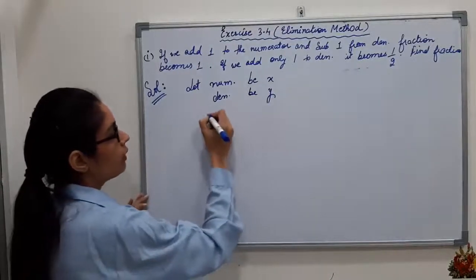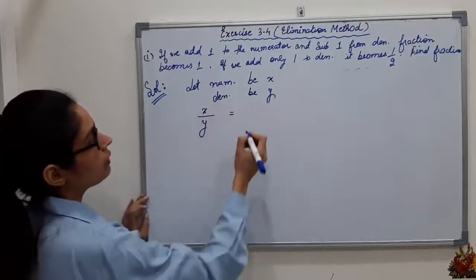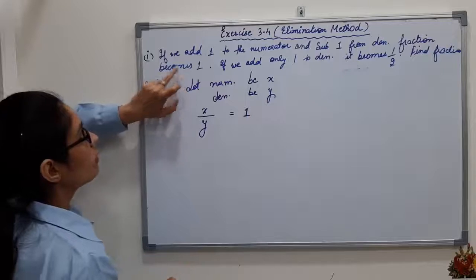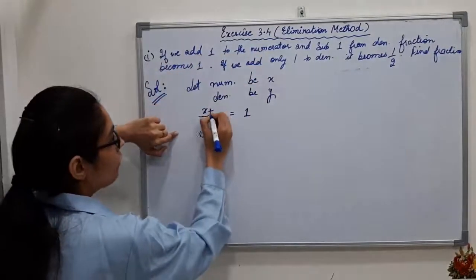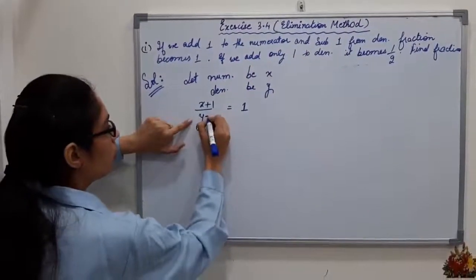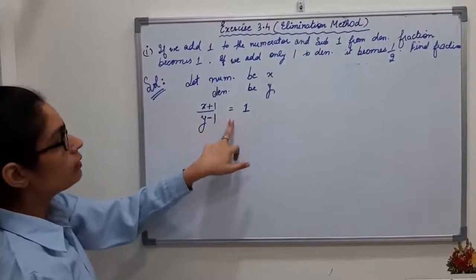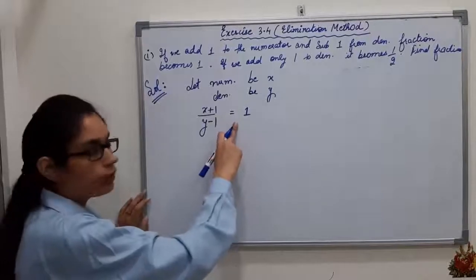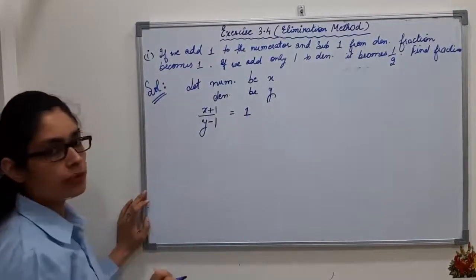Now we will write our fraction and what it will become in the first case. It will become 1. So now we'll read out the condition they have given. If we add 1 to the numerator and subtract 1 from the denominator. Subtract means minus. So our fraction will become, and you have to put an equals sign, it will become 1. So this was the first case.